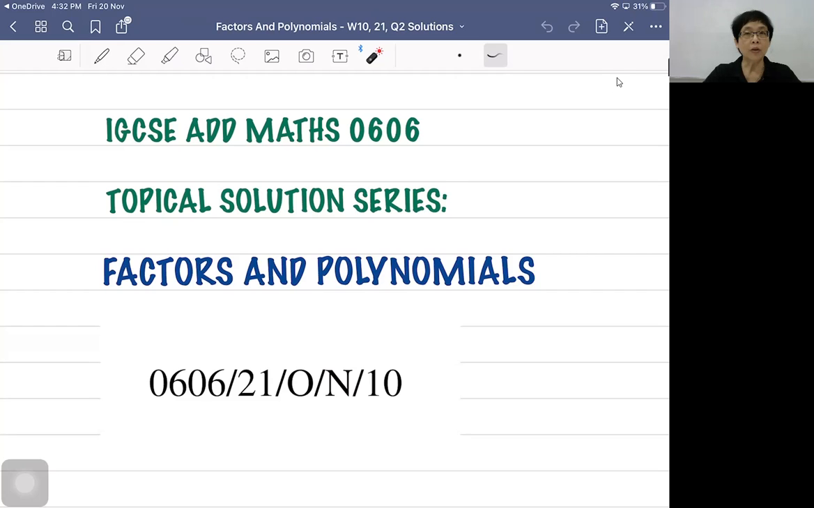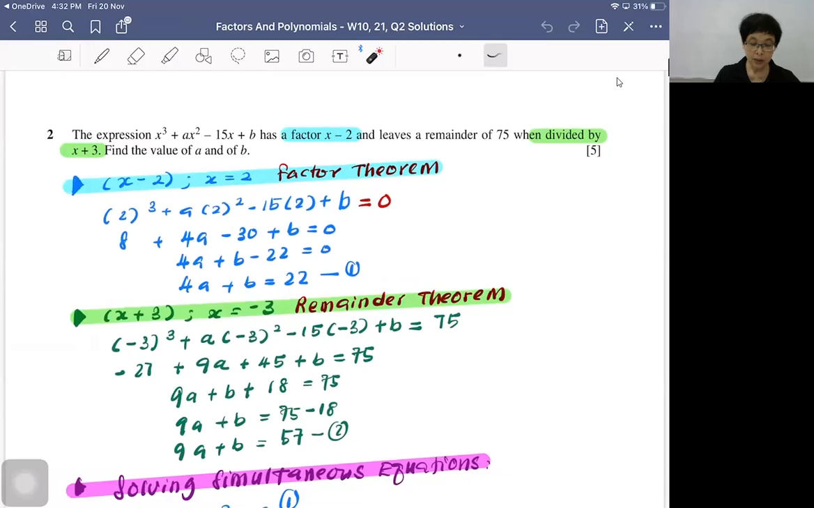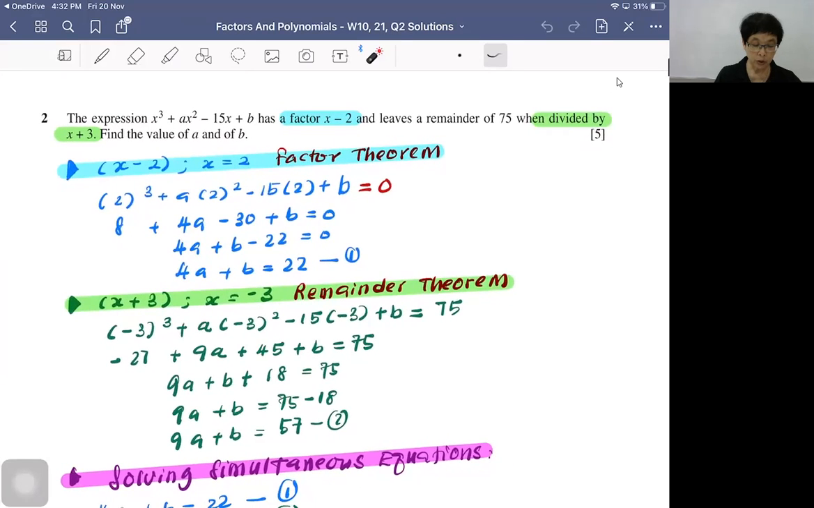Now the topic we're going to look at in this video is on factors and polynomials. The question we're going to solve is from winter 2010, or October/November 2010. The paper is 2-1. We're going to draw one question from there on this topic. Let's go on to the question. It is at question number 2.